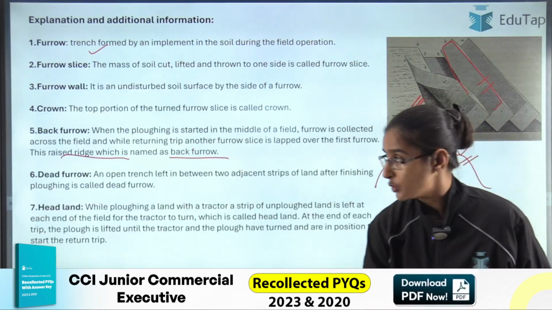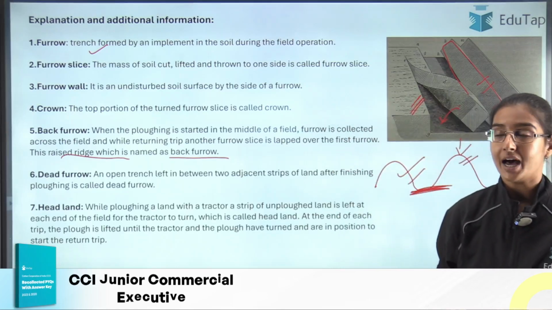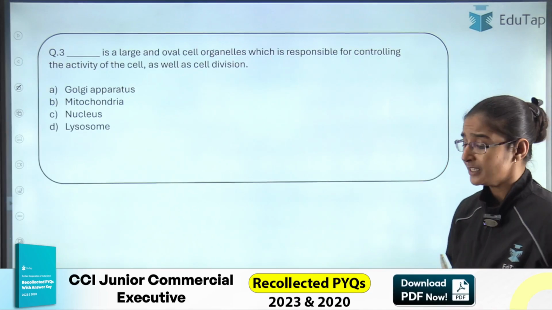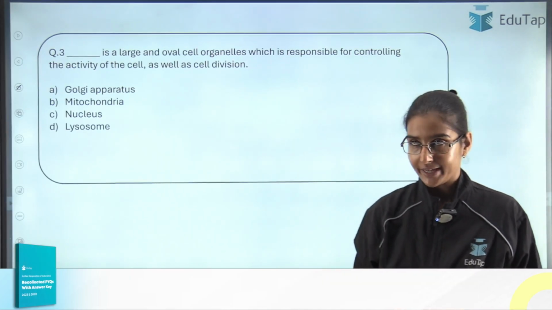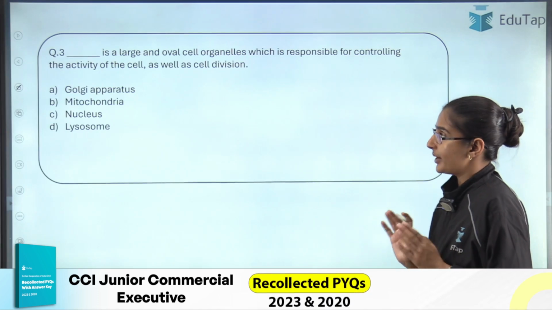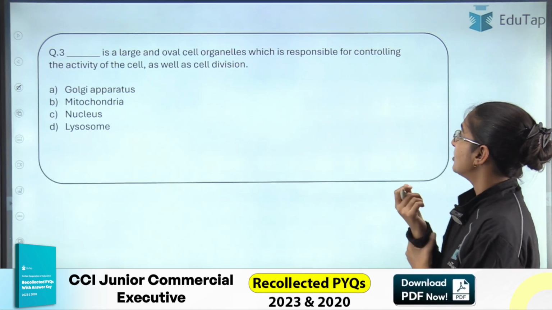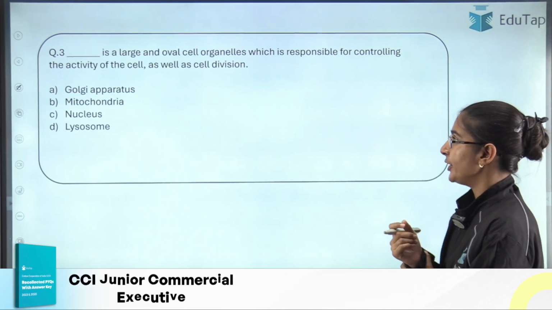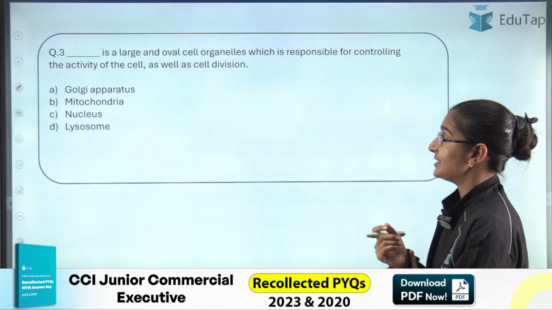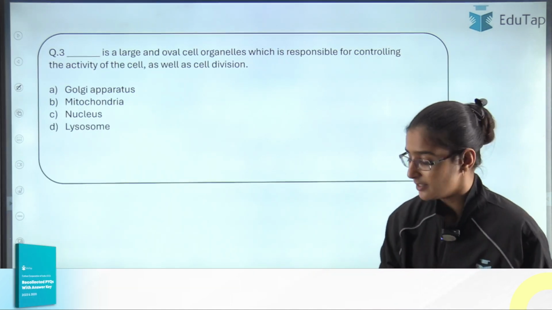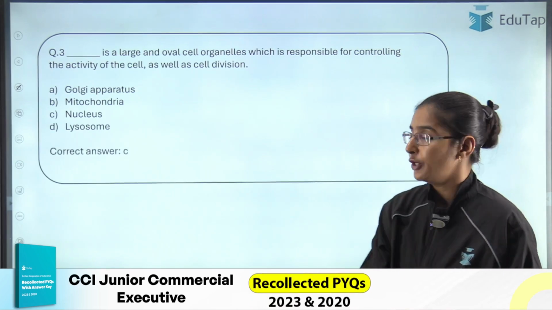All right, so I hope with this all these terms are clear to you. Now let's move ahead to the next question. The next question is about the cell organelles. The question asks: dash is a large and oval cell organelle which is responsible for controlling the activity of the cell as well as the cell division, right? So the correct answer here is option C, nucleus.